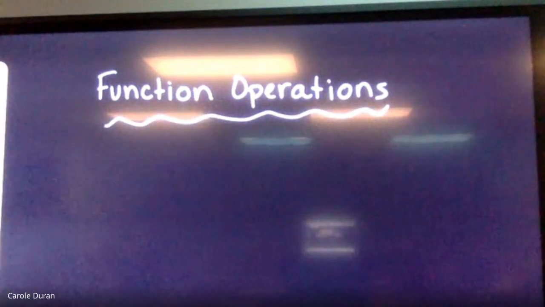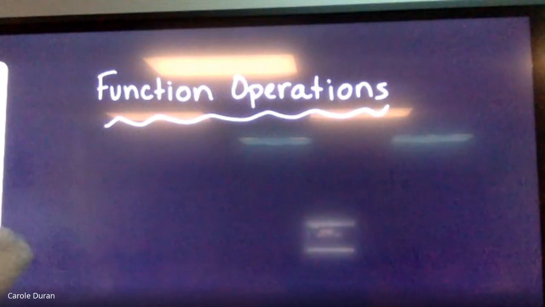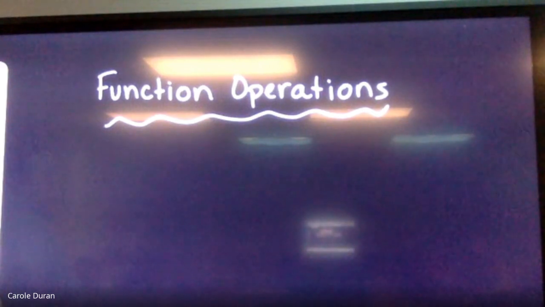Okay, today we are doing function operations. This is the addition, subtraction, multiplication, and division of multiple functions together. Some of them evaluated at specific values. You had me in the first half and then lost me when you did all together.